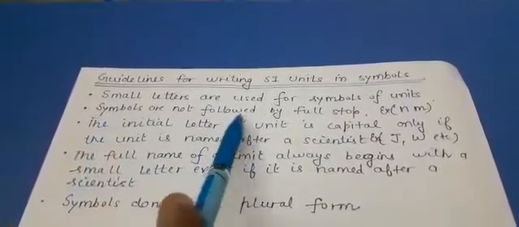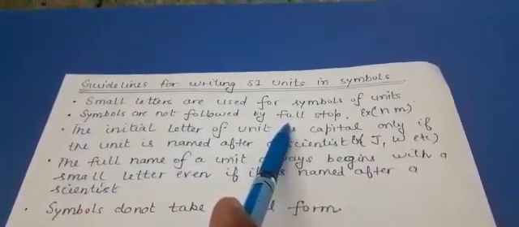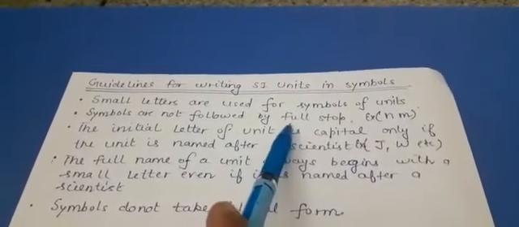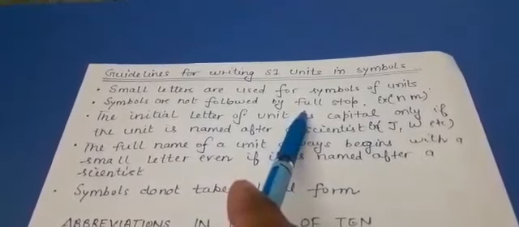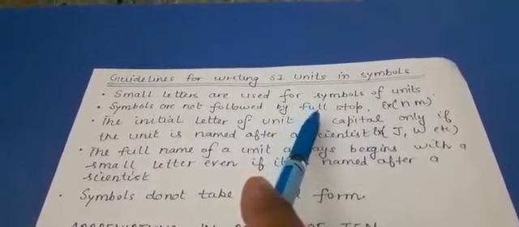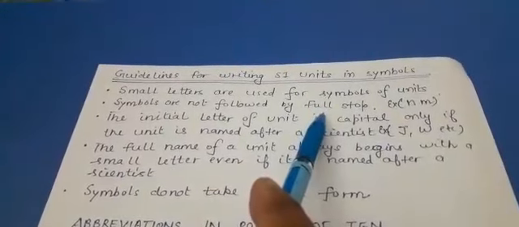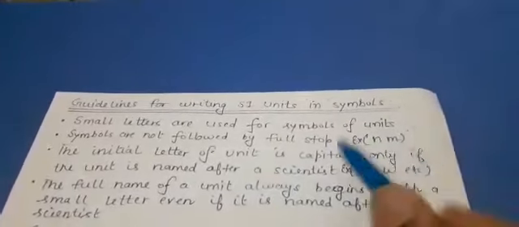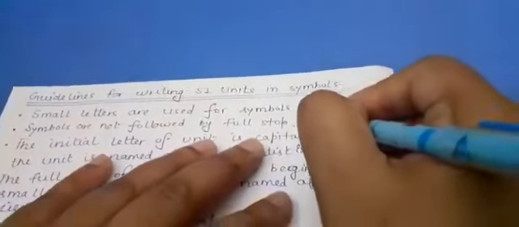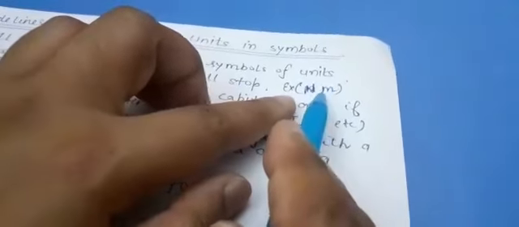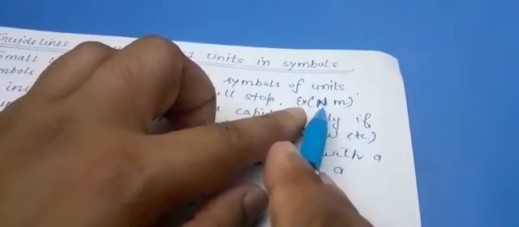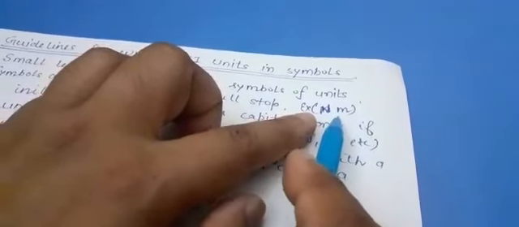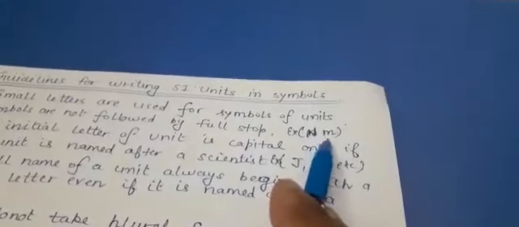Then symbols are not followed by punctuation mark or full stop. What does it mean? Suppose a physical quantity is obtained by multiplying, like force multiplied by distance, you get the quantity work. So unit of force is Newton and unit of length is meter. So Newton meter. There should not be a dot placed in between. No punctuation mark, no dot should be there. It should be separated by a space. This is a rule you have to follow while writing the unit.